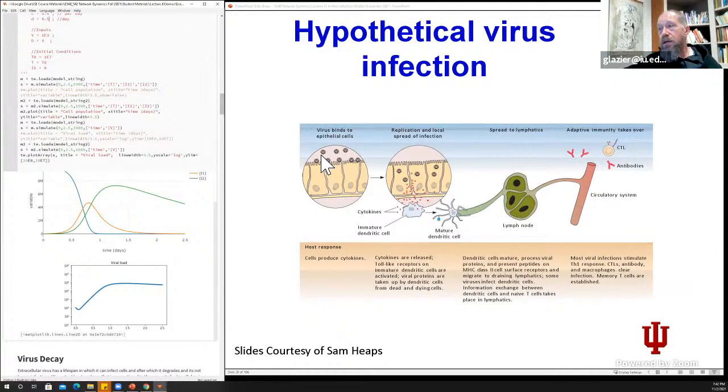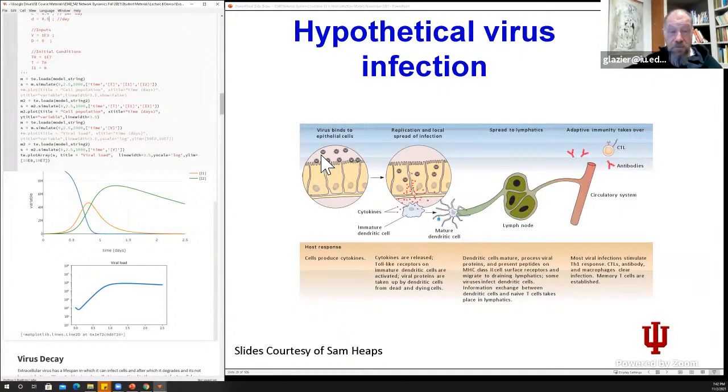Once the dendritic cells get to the lymph nodes, they have to present their antigen to the cells in the lymph node to see if they recognize it. And then the lymph node has to change its architecture to replicate those particular cell types. And so there's an amplification there, and that takes quite a while.